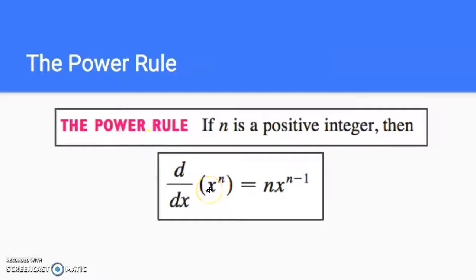So this is the rule you should have come up with. If you have a variable to an exponent, you bring the exponent in front. So the n has moved in front right here. And then you take 1 away from the exponent. So that's why you have a minus 1 on top. So this is called the power rule, and this is what you need to know to find derivatives quickly without using your limit definition of a derivative. And we're going to use this in the next example.